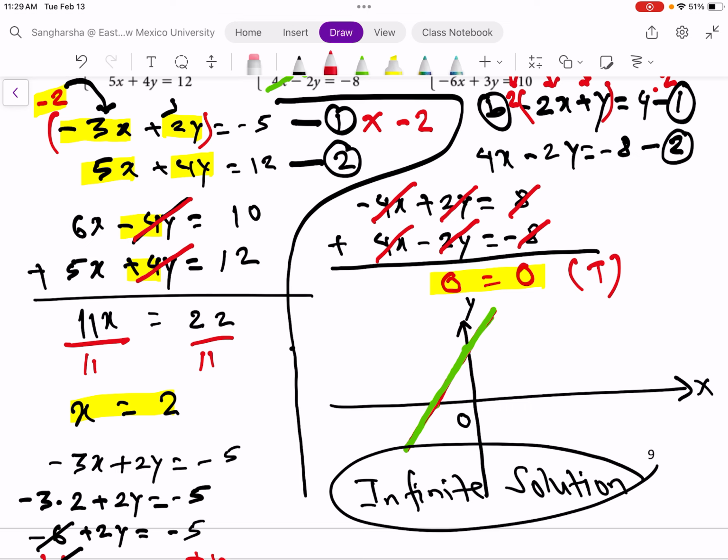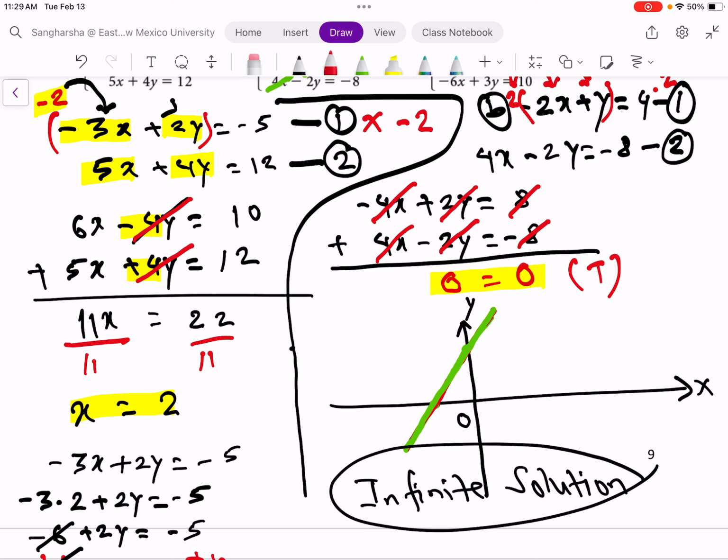Now, will there be a case where we don't get any solution? At what condition? Is there a condition where two lines do not intersect? They have to be parallel, right? So if we have two lines parallel to each other, then they do not intersect. It means it does not have any solution. If they intersect, then only we get the solution.